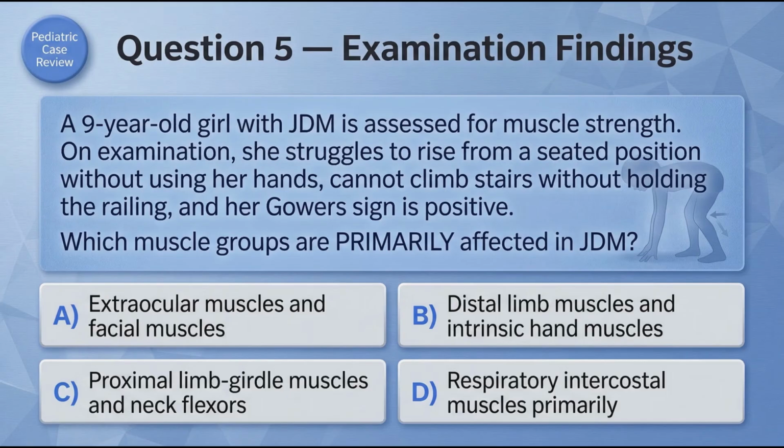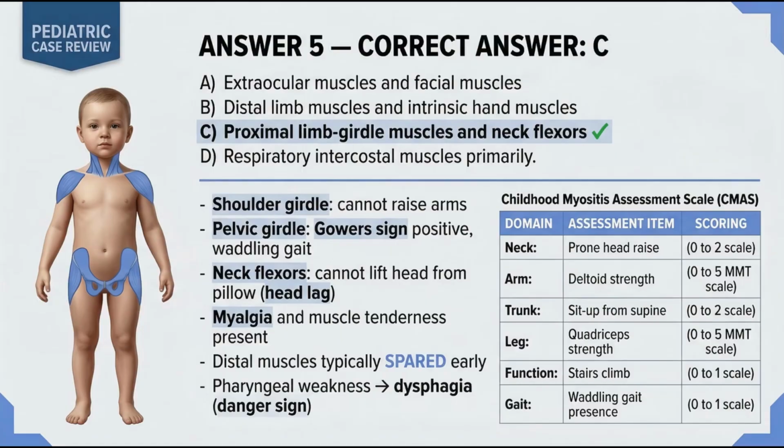Option A. Extraocular muscles and facial muscles. Option B. Distal limb muscles and intrinsic hand muscles. Option C. Proximal limb girdle muscles and neck flexors. Option D. Respiratory intercostal muscles primarily. The correct answer is option C. Proximal limb girdle muscles and neck flexors.